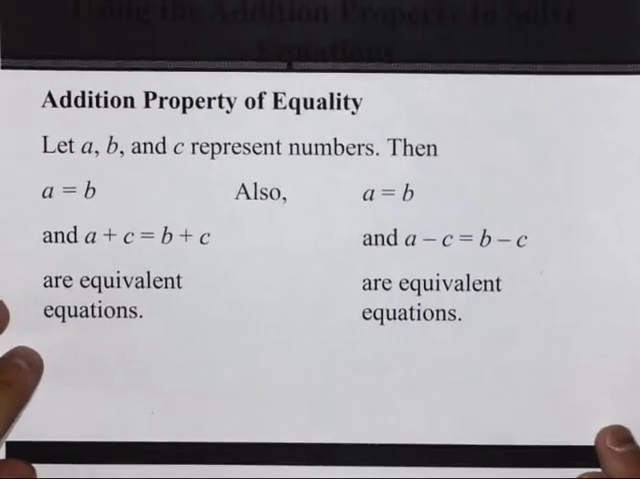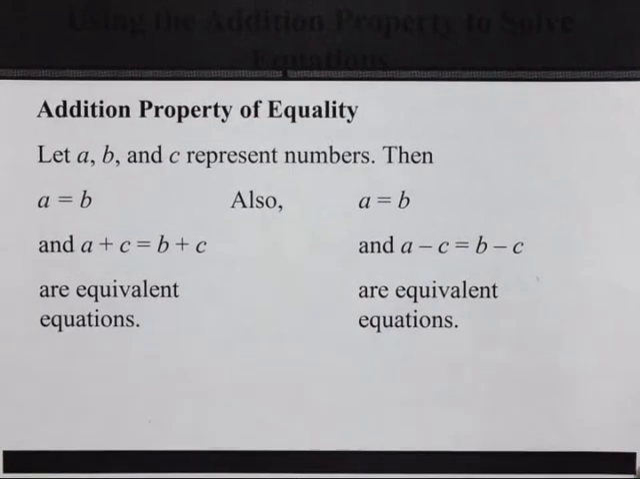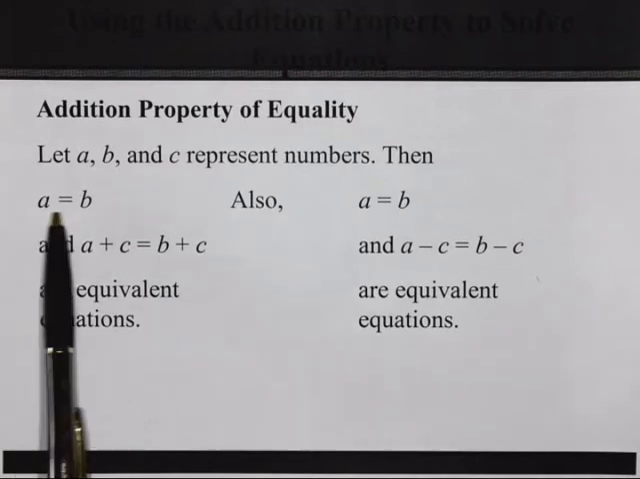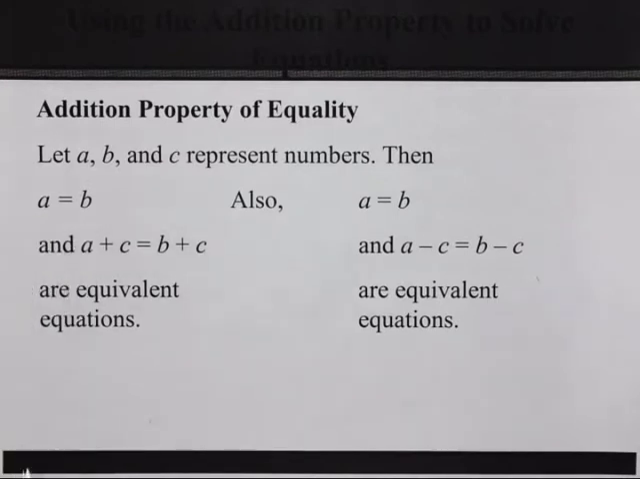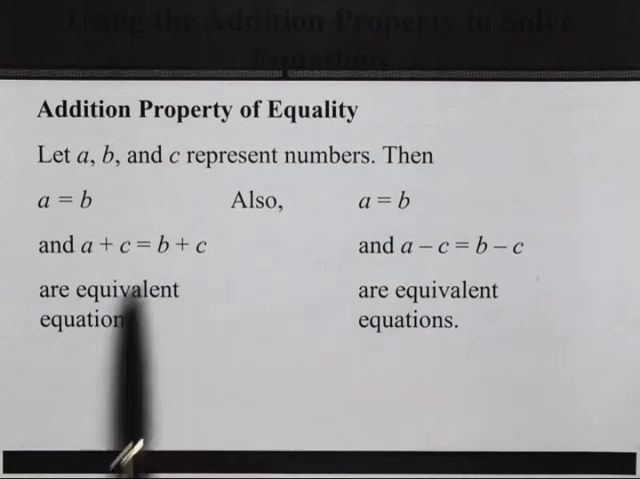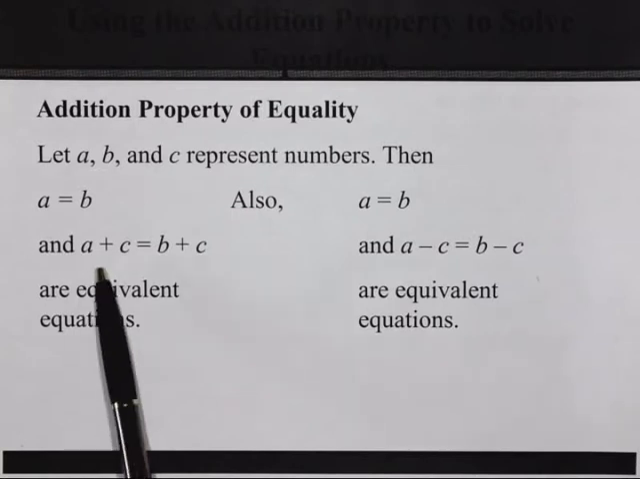Alright, so we're going to use the addition property of equality. The addition property of equality states that if I have two expressions that are equivalent, and I add the same value to both sides of the equation, then the equation remains true and the value on the left would be equal to the value on the right. And if I subtract the same amount from either side of the equation, the value would stay the same.